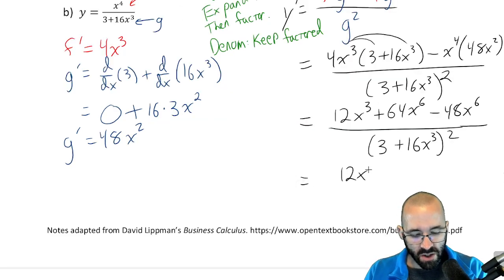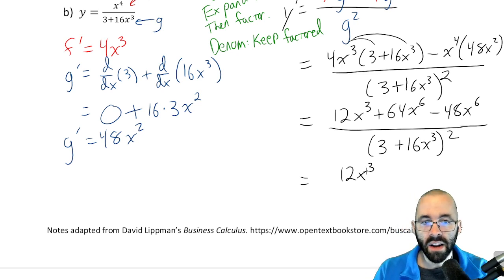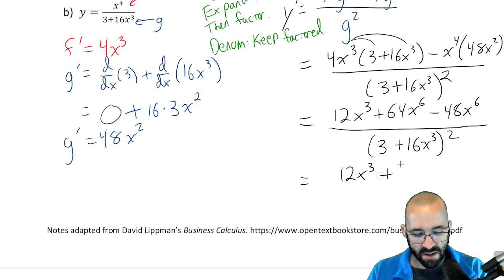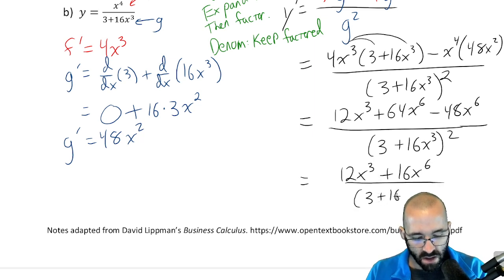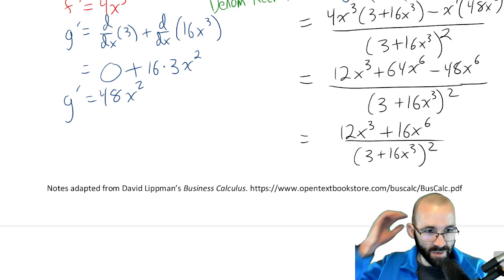So we'll get 12x cubed. We have plus 64x to the 6th, and we're losing 48 of them. There's only 16 left. I did not give myself enough space again. It's been too long since I've done the quotient rule, like a year.